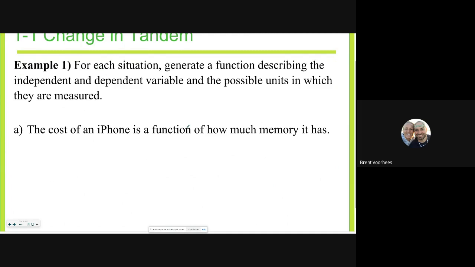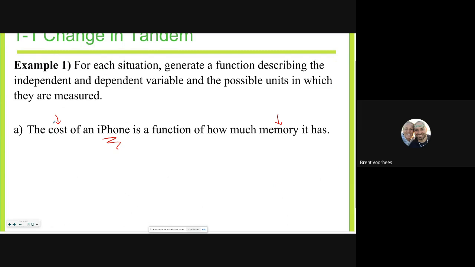Not the cost and the memory. Okay, so I've heard cost, I've heard iPhone, and I've heard memory. Those are the only three things I've heard. Two of them are correct, one of them's extra. What are the two actual variables, the two things that could change? Cost and memory. No matter what, it's an iPhone. That's not changing. But what is going to change is the cost and the memory. Now, which one depends on the other? Cost depends on memory.